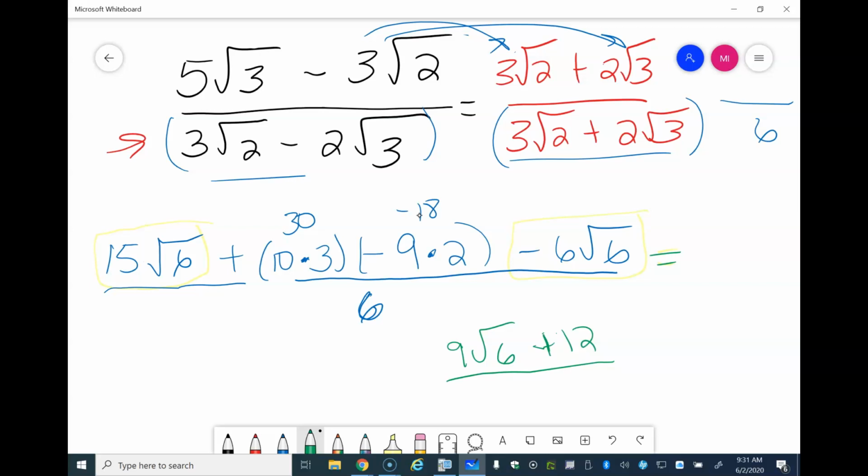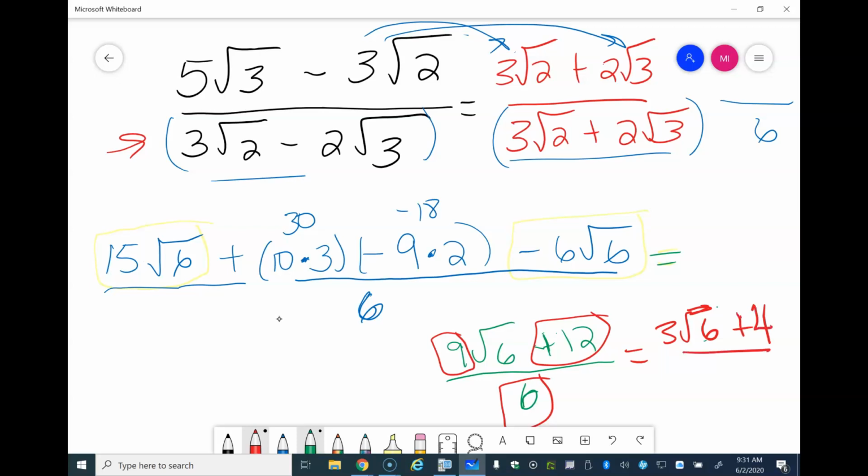All over 6. And to reduce, because we have a number in front here, what am I reducing? The number in front of the square root, the 12, and the 6. Do not touch this 6 in the square root. We're just going to reduce here. So 3 goes into each one of these. 3 goes into 9 3 times, the square root of 6, and then plus 4, all over 2. And that's going to be our final answer for this problem.